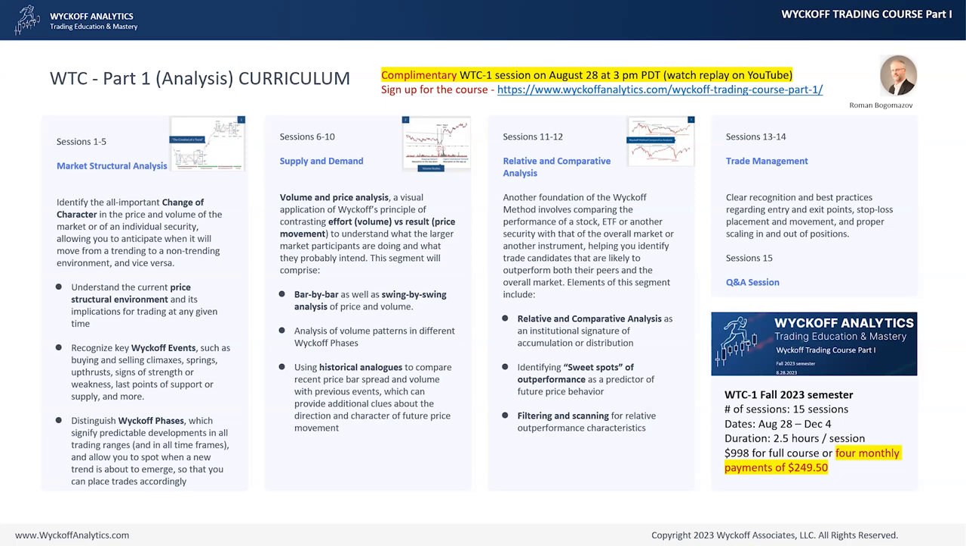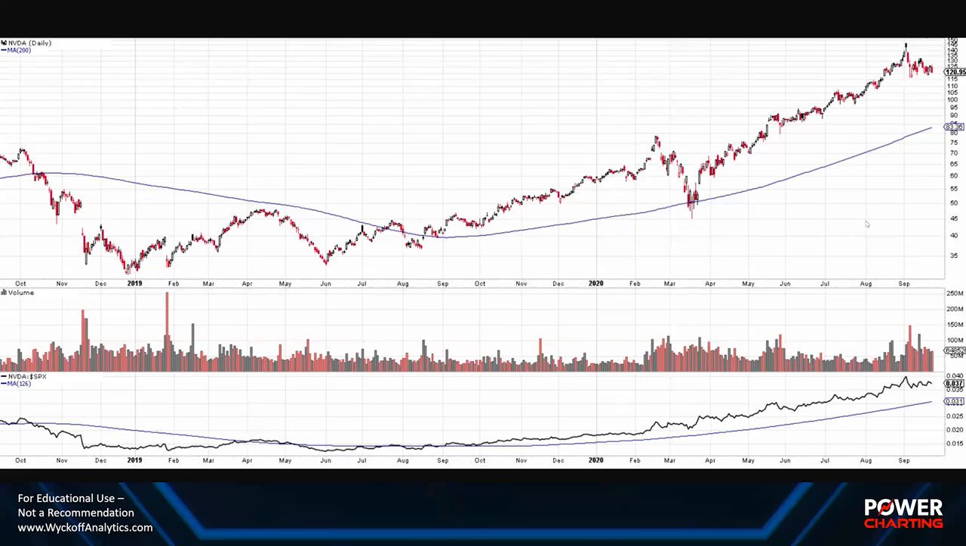Roman? Great. Thank you so much, Bruce. All right. Well, now to our case study. And before we go into the continuation of the low of COVID here in March of 2020, Bruce, do you want to give a couple of words to the structure to the left, the accumulation and the subsequent markup?